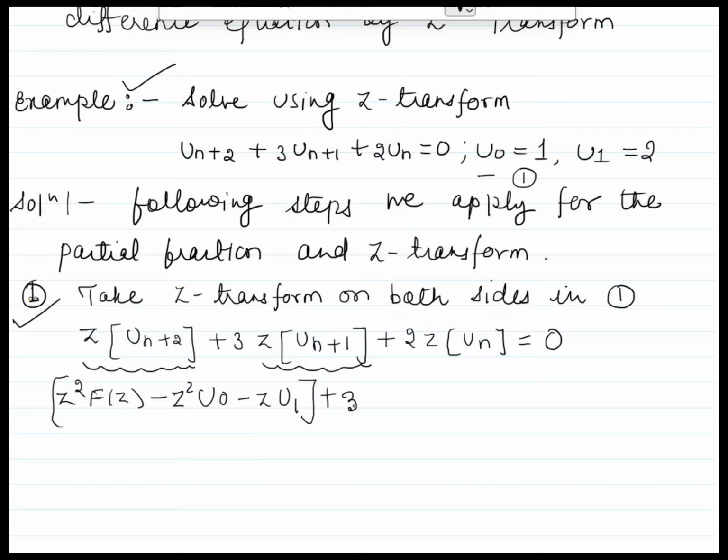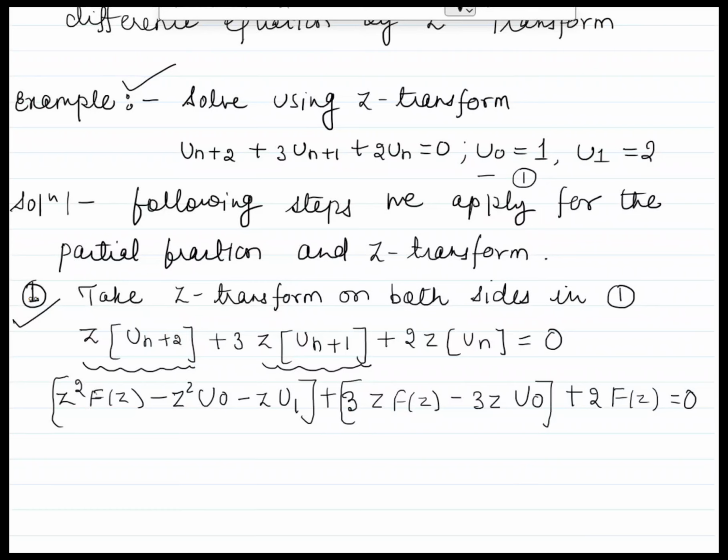So 3 times you have to write 3 times Z F(z) minus 3 times Z u0. This is closed. Why closed? Because we are writing for u(n+1), so we will stop on u0. Already I explained what we can write for u(n): twice F because you are taking the Z transform for u(n). So 2 F(z) equals to 0.